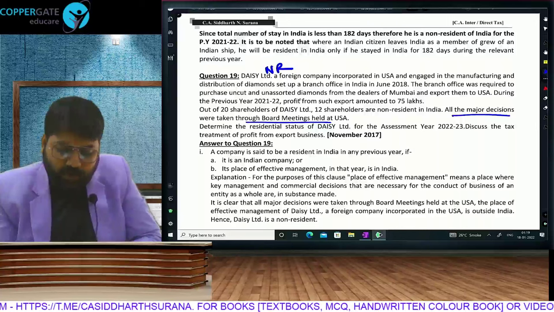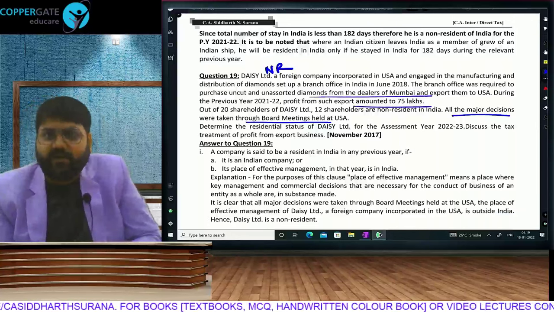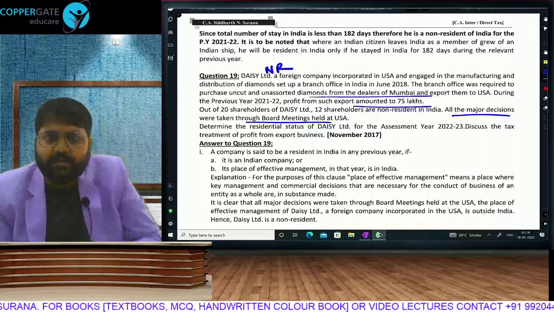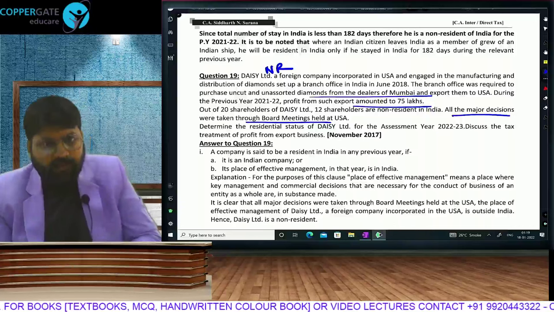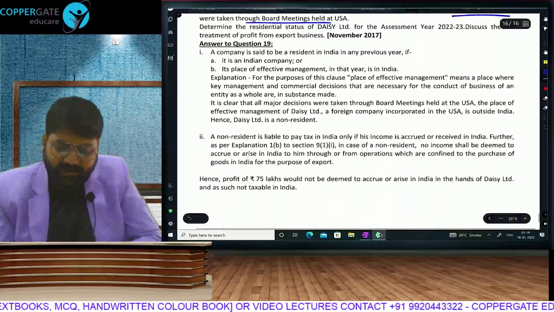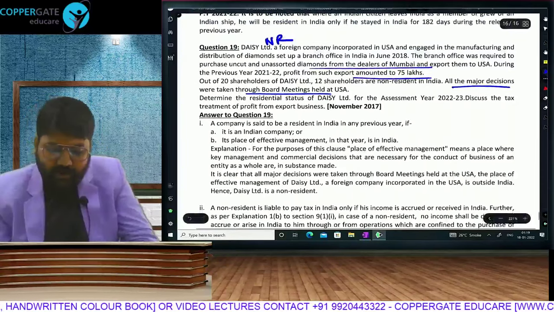So, that's the second part of the question. You have done export of diamonds from Mumbai and from that you have earned a profit of 75 lakhs. So, where is your business located even if you are a non-resident? Where is your business? In Mumbai. So, where is the profit being earned? In India. And thus, this 75 lakh will be taxable in India. Is this clear? Yes, sir.